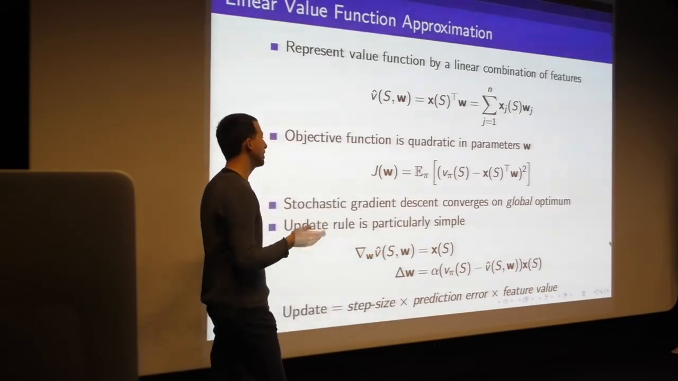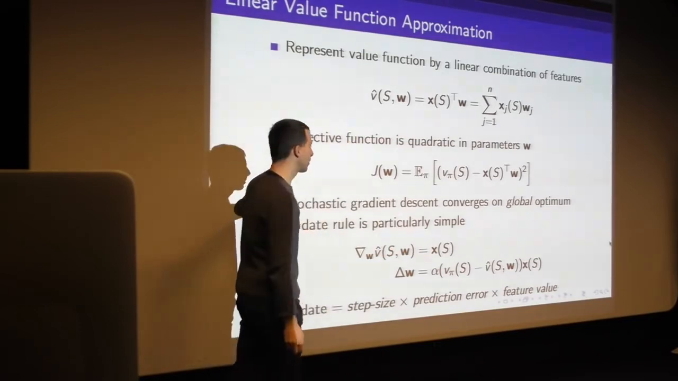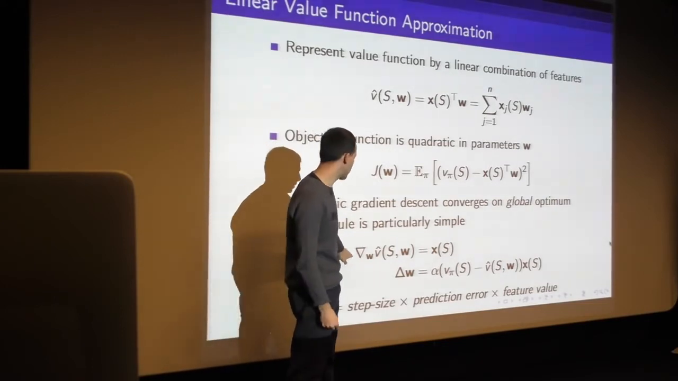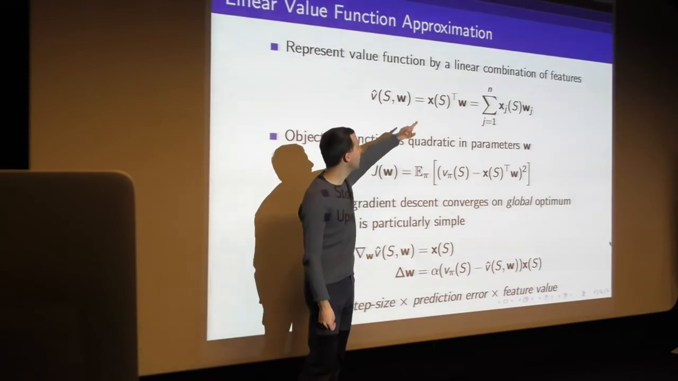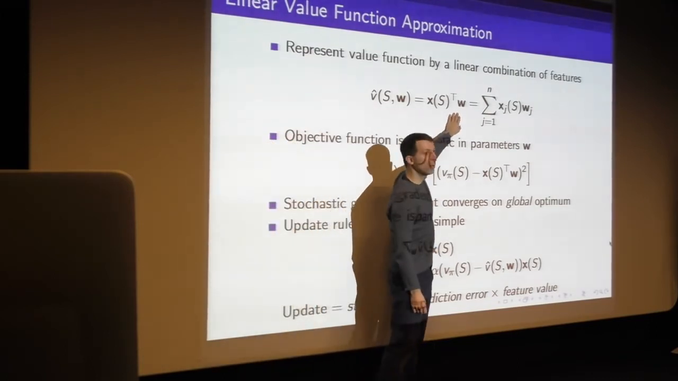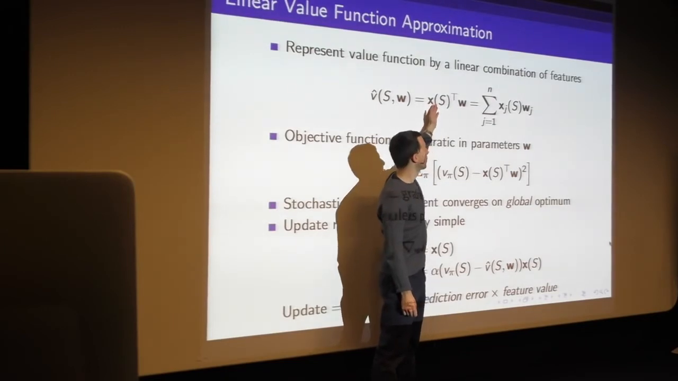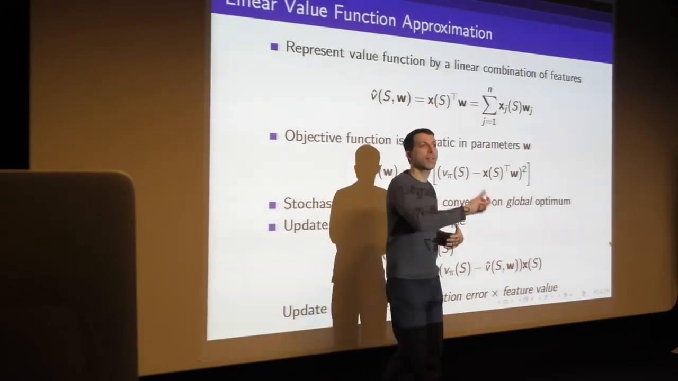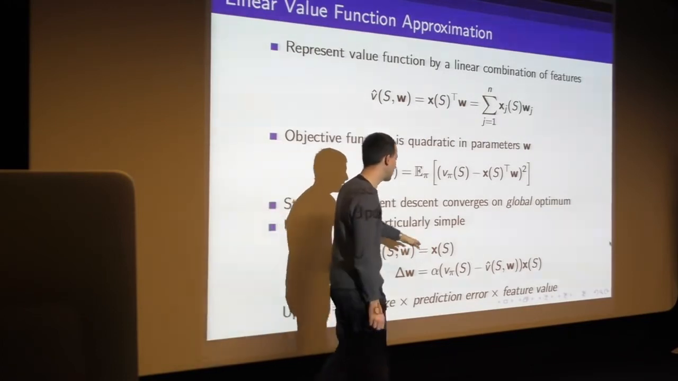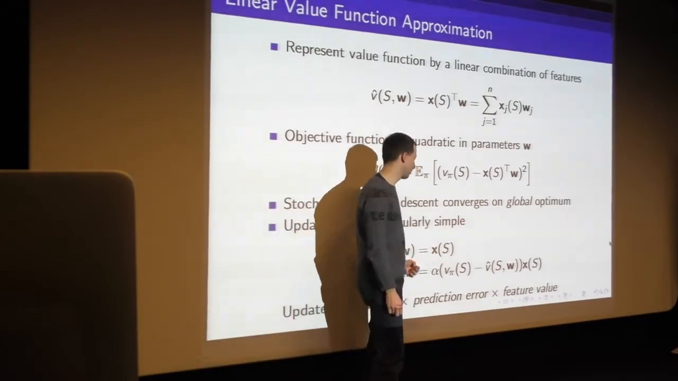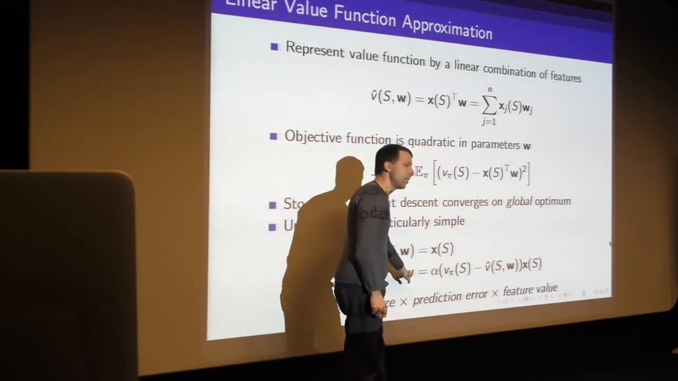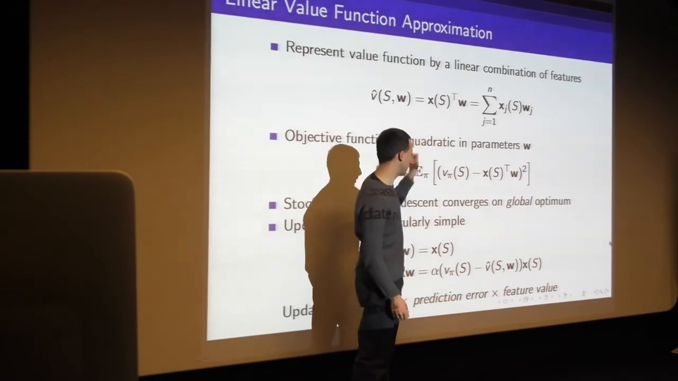And the update rule is particularly simple. So we find the global optimum using this very simple update rule. And the reason it's so simple is because the gradient of this with respect to our weights is just the feature vector. Everything is linear in our weights, so we just need to multiply by our features. And so the update rule becomes very simple, which is to say the change to w, the change to our weights of our linear combination.